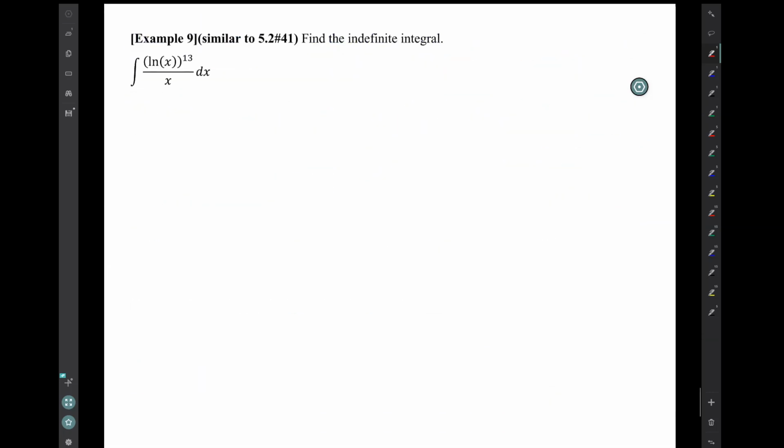Example 9. Find this indefinite integral. Now this is a messy integrand. I'm going to rewrite it so that instead of having that expression ln of x raised to the 13 divided by x, I'm going to have it being multiplied by 1 over x. And then from here, I'll have the standard 5-step substitution method.